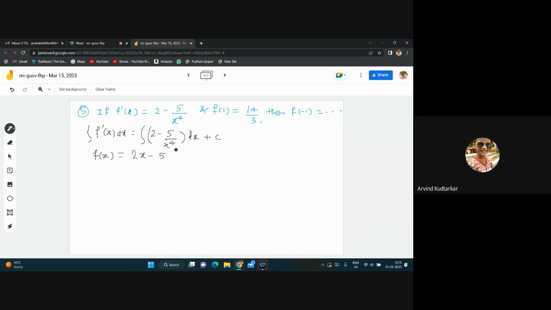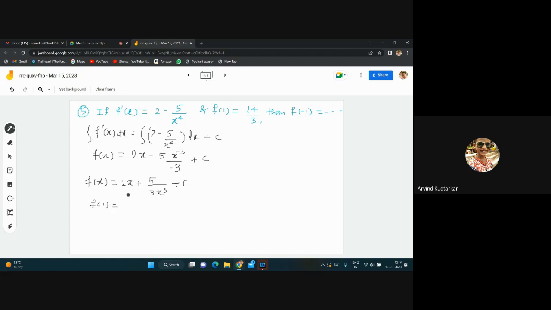So f of x is 2x minus, and minus minus will be plus, 5 upon 3x cube, plus c. So f of 1 is given, means the value of function at x equals 1 is given. So here substitute x equals 1. So what is f of 1?